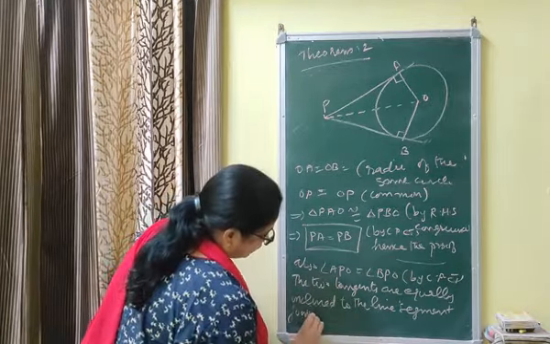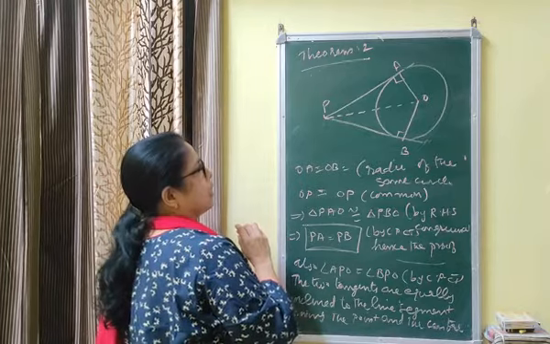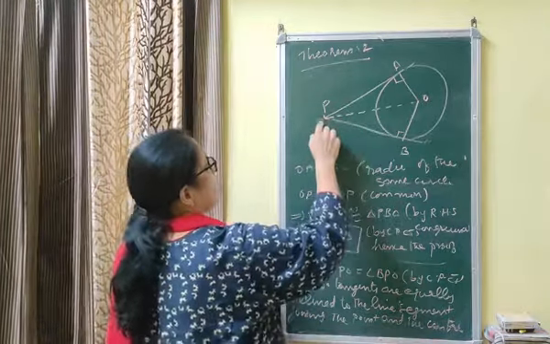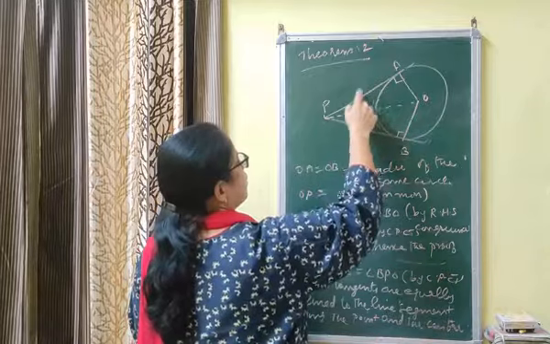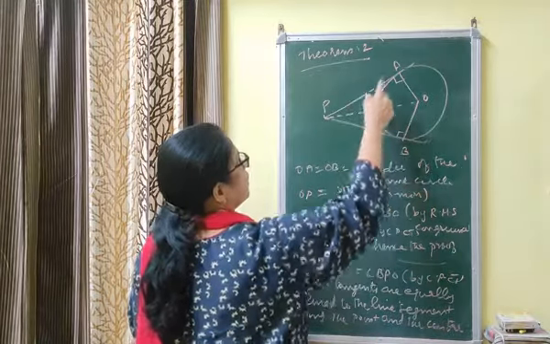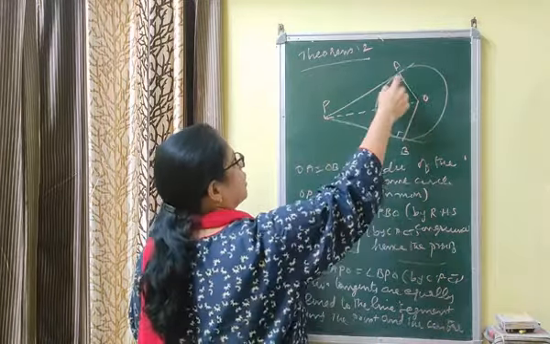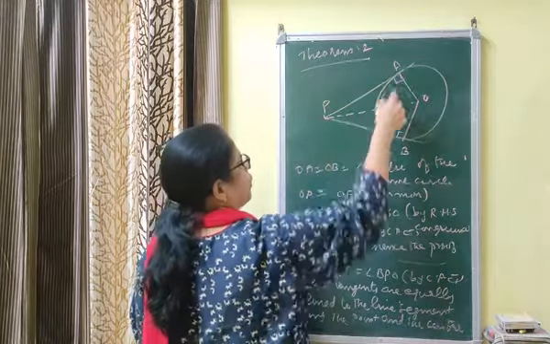Otherwise, this is a property, a corollary we have derived. The two tangents are equally inclined to the line segment joining the point and the center. Otherwise, you can say that the center lies on the angle bisector of the angle formed by the two tangents. This is the corollary of this theorem.